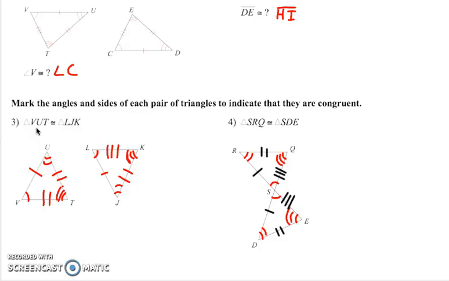For the sides, if we look at segment VU, we know it's going to correspond with segment LJ. They are in the same order, the first and second position. Okay, so you put a tick mark there. And when you match up segment UT and segment JK, put 2 tick marks there, and then segment VT and segment LK, put 3 tick marks there.